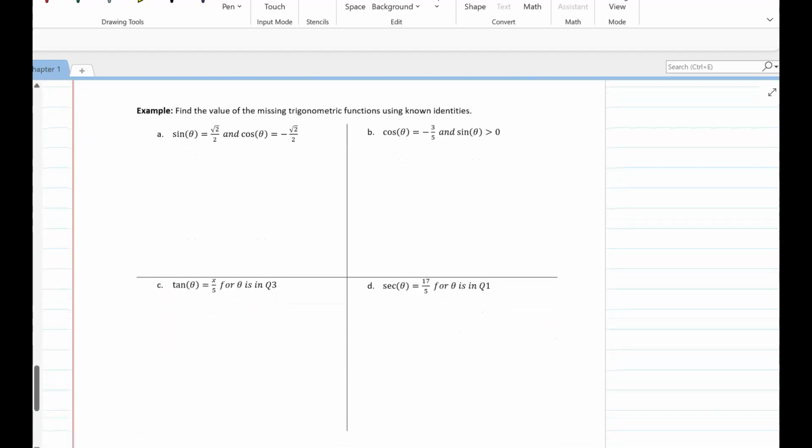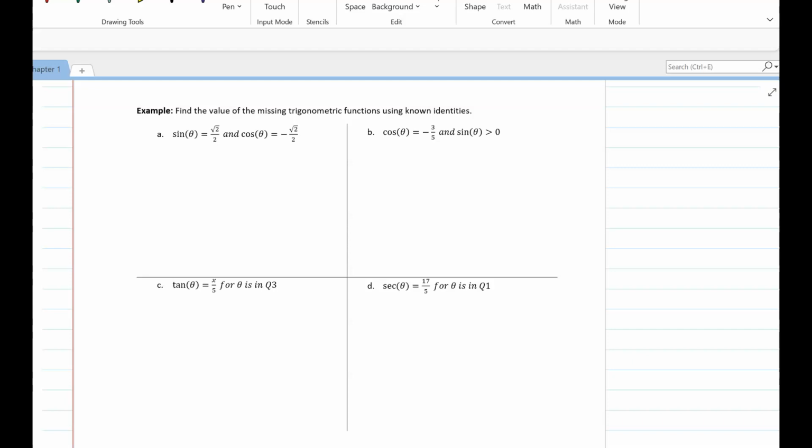So let's say we are given the value of an angle or some other information. We want to use this information to find the value of the missing trigonometric functions using known identities. First of all, in order to appropriately determine whether the trigonometric functions are positive or negative, we want to see what quadrant it is in first.